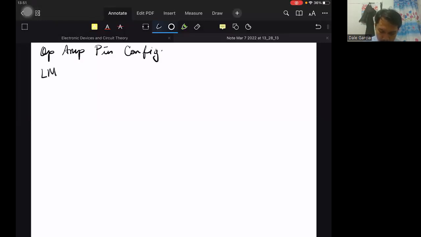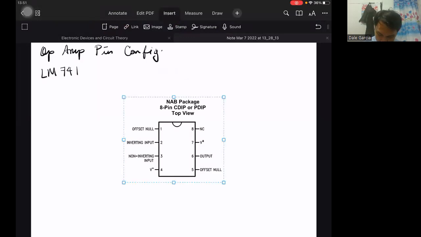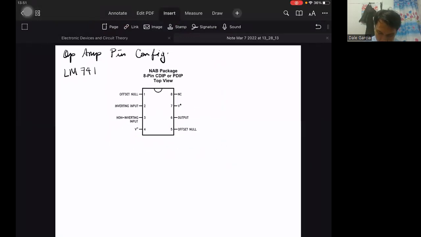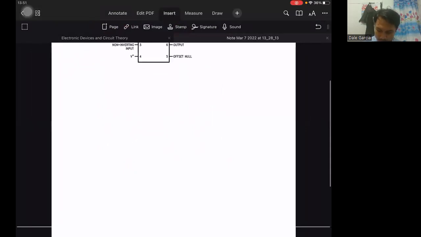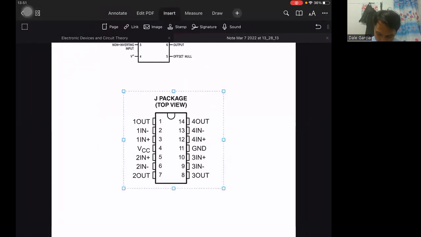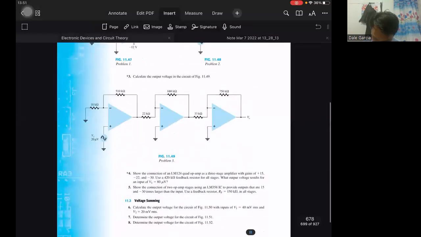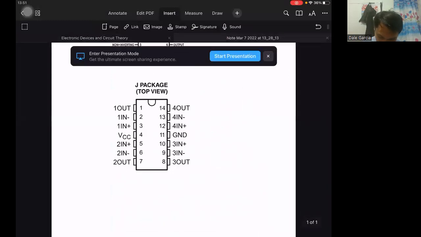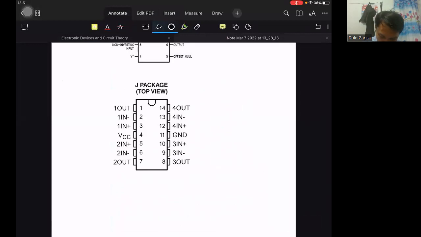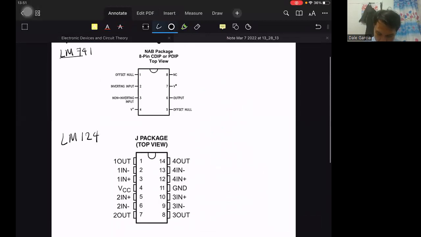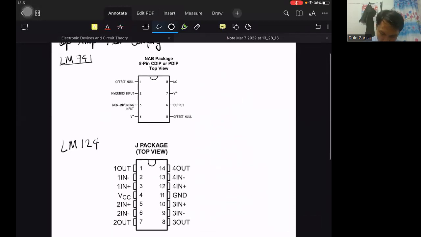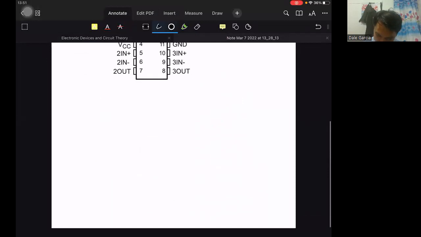For the 741, and then the families we will use later: 1, 2, 4. And the 358, yeah, the 358 is the last.